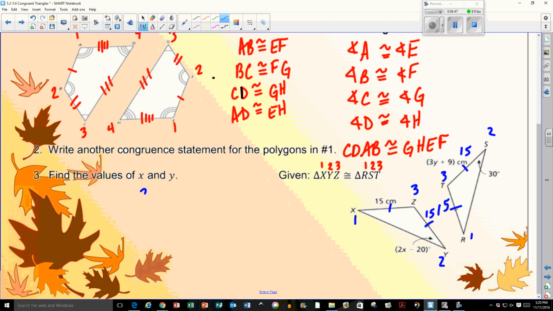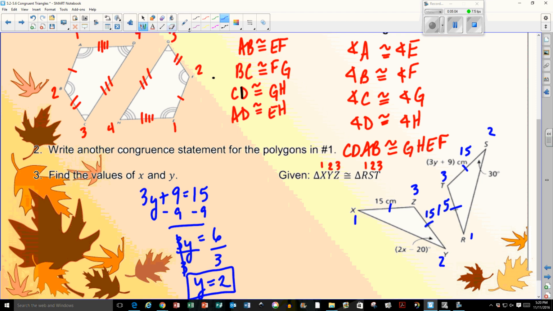So that means 3y plus 9 is equal to 15. Subtract 9, so 3y equals 6. Divide by 3. Y is 2.